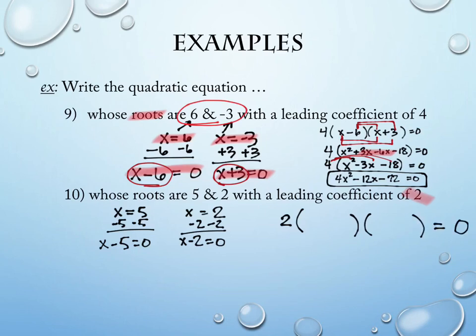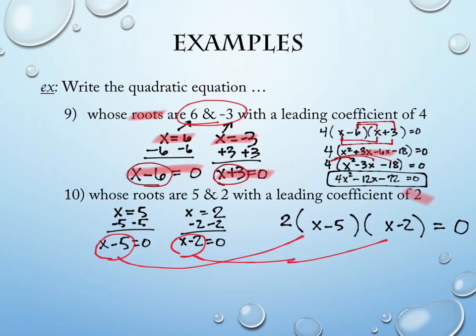x minus 5, x minus 2. All right, x minus 5 and x minus 2. So we take each one of these that we have created equal to 0, and we put them in over here. Right? Yes. All right, then we're going to multiply this all out.